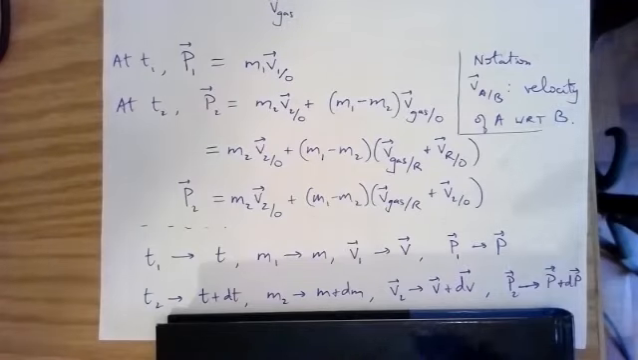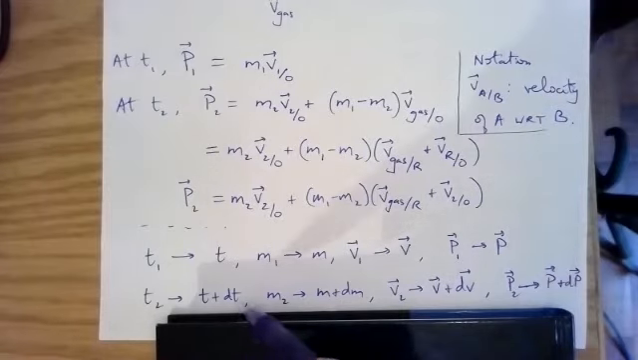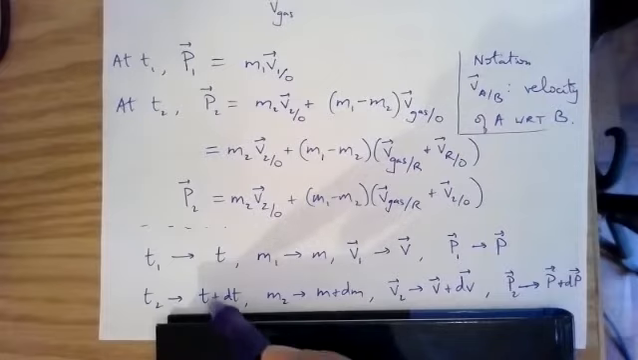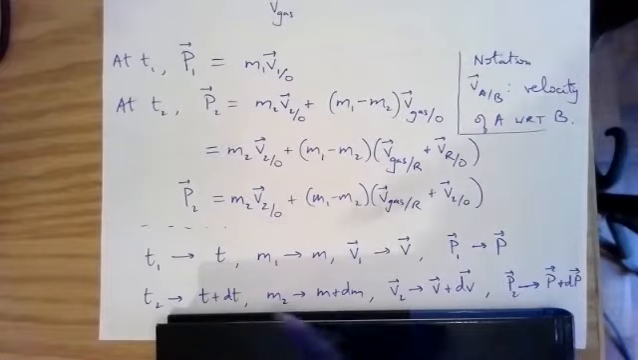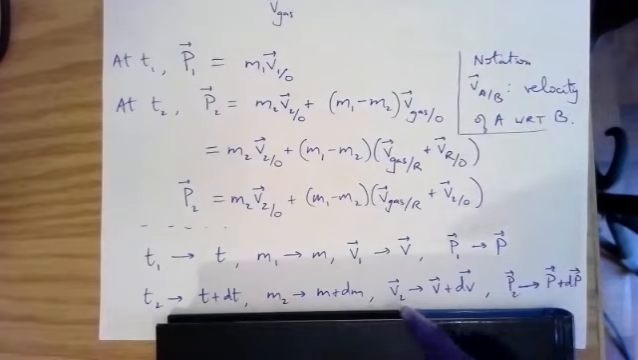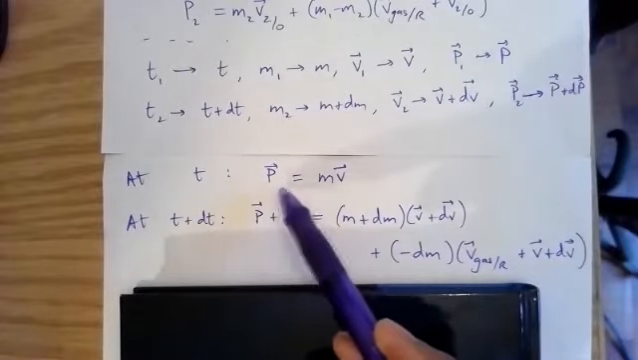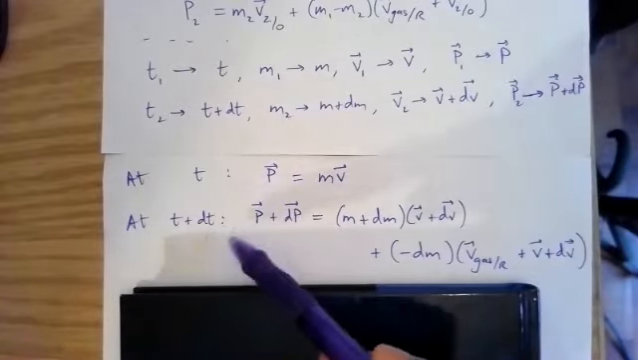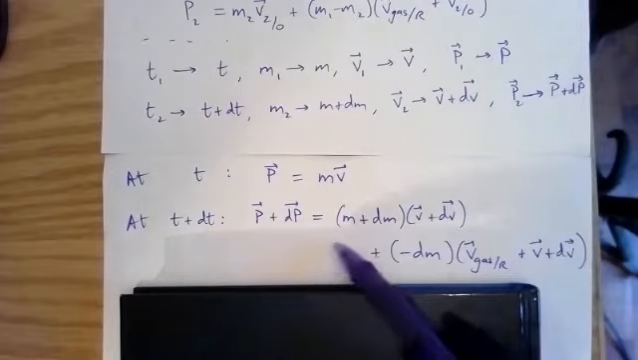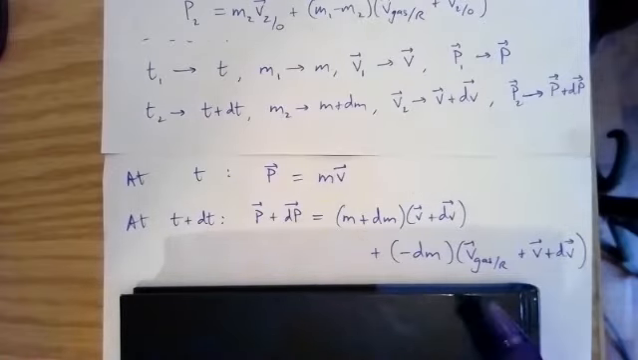In particular, note that even though m2 is less than m1, we are writing it as m plus dm. Again, let me reiterate that in order to get the right signs at the end, all these quantities that happen at the later time are written as t plus an infinitesimal change dt, m plus an infinitesimal change dm, v plus dv, p plus dp. Thus, in our new notation, at time t we have p equals mv, and at time t plus dt, we have p plus dp equals the following quantities.